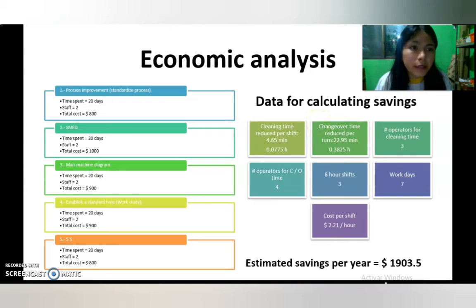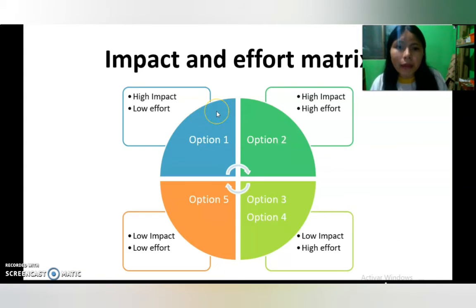The savings are estimated according to the objective of reducing the cleaning times and changeover times by 15%, where the number of operators, the number of shifts, the workdays, and the cost per hour are taken into account. And the estimated savings per year are $1,903.50. The impact and effort matrix was made to decide the action we are going to implement.